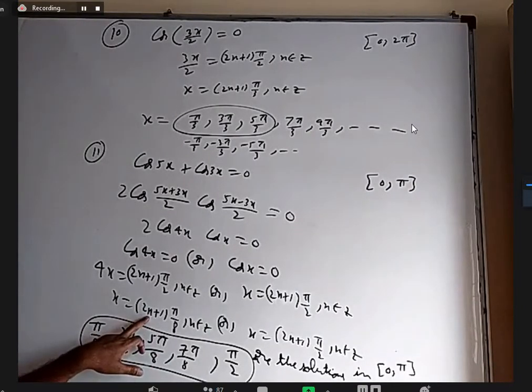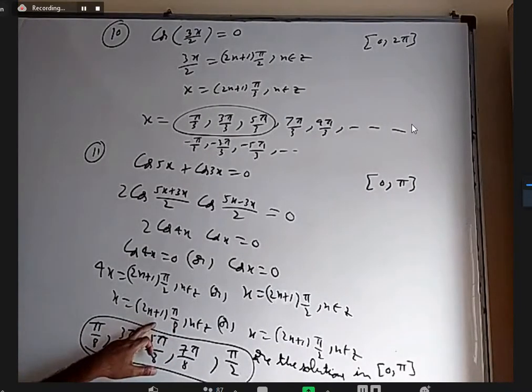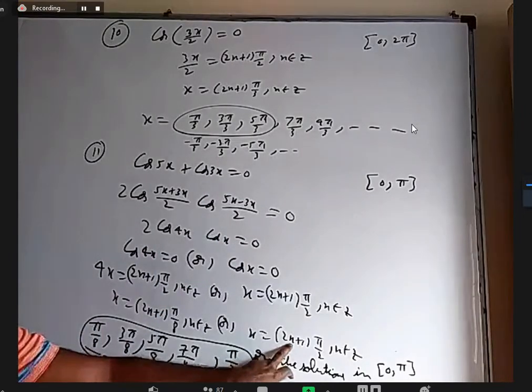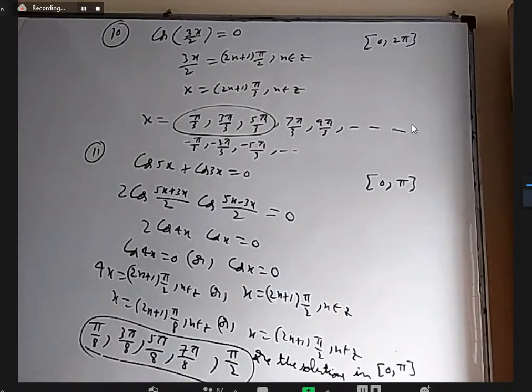When I put n equal to 4, it will become 9 pi by 8, and 9 pi by 8 is more than pi. 9 by 8 is more than 1. I want only within that interval, so I did not write anything further. And this equation gave me, when you put n equal to 0, pi by 2. This pi by 2 did not come from this, it came from this.